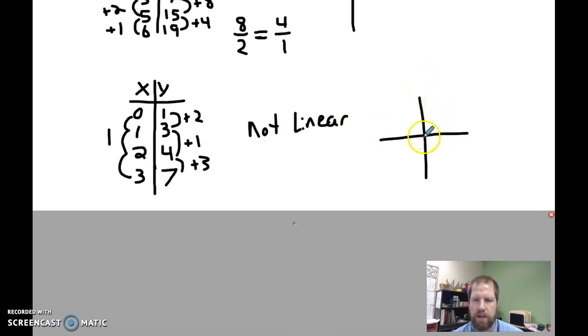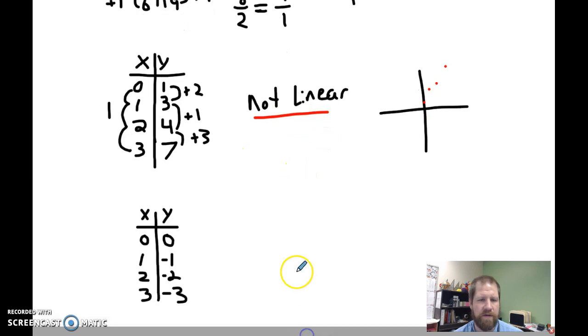And if I graphed this out, we would be able to see it. X is 0, y is 1. X is 1, y is 3. X is 2, y is 4. X is 3, y is 7. And you can see that's not a straight line. It gets kind of a curve to it, which means it's not linear. All right? Let's see, do we have any others?